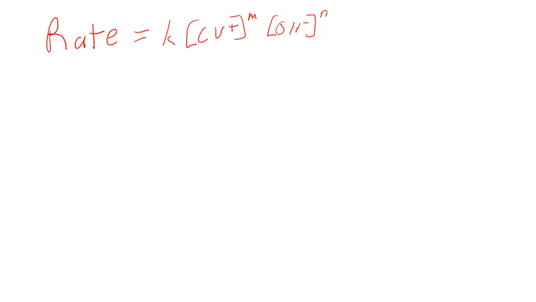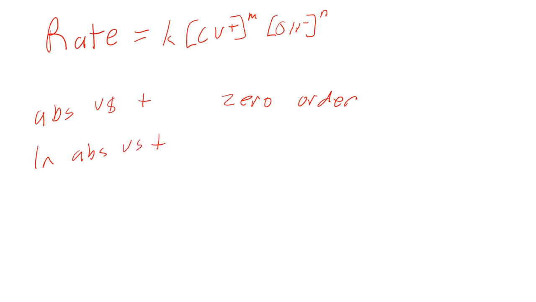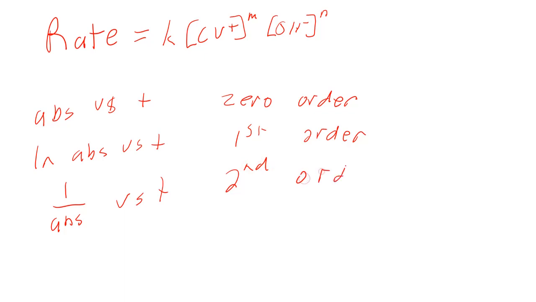So you'll be able to tell the reaction order with respect to crystal violet by looking at your graph. If a graph of absorbance versus time is linear, then you have a zero order reaction. If a graph of natural log of absorbance versus time is linear, then you have a first order reaction. And if a graph of 1 over absorbance versus time is linear, you have a second order reaction. And since absorbance is directly related to concentration, we can use absorbance in place of concentration.